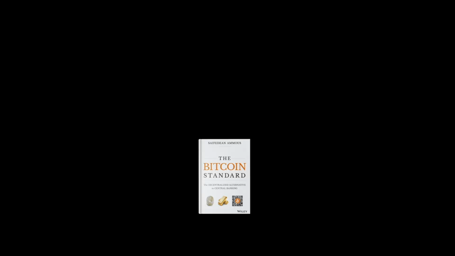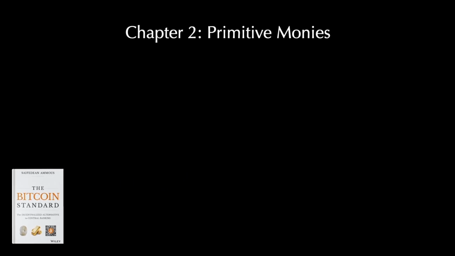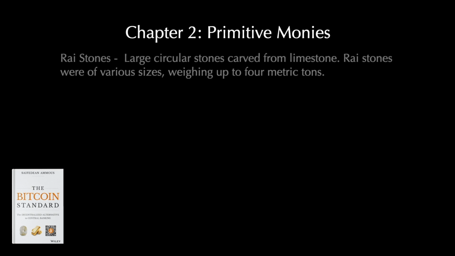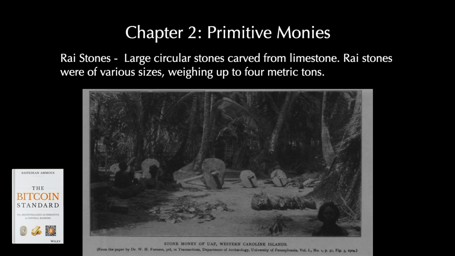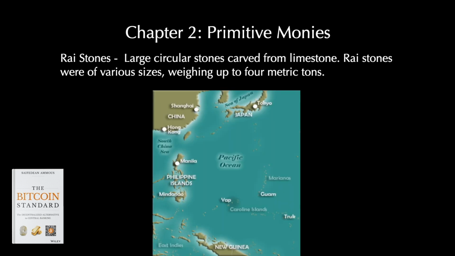Chapter 2, Primitive Monies. Of all the historical forms of money, the one that most resembles Bitcoin is the ancient system based on rye stones on Yap Island, which is today part of Micronesia. Yap stones were large, circular stones carved from limestone. Rye stones were of various sizes, weighing up to 4 metric tons. The limestone was not native to Yap Island, and all of Yap's stones were brought in from the neighboring islands of Palau and Guam. These stones were displayed in a prominent location in Yap, where everyone could see them all.